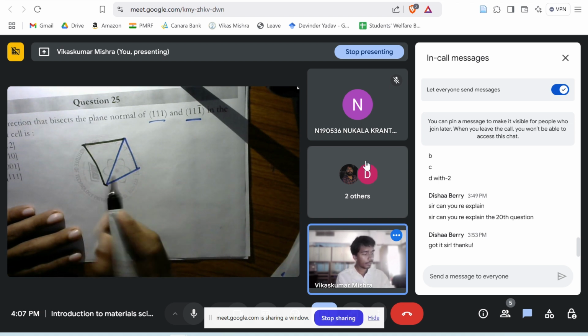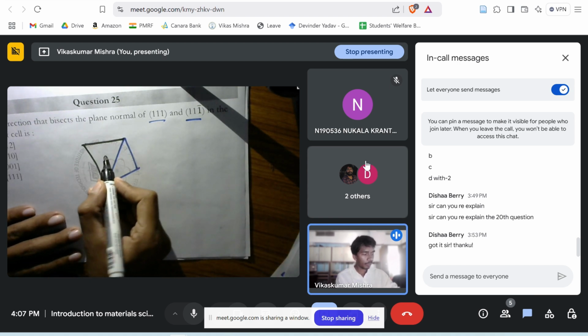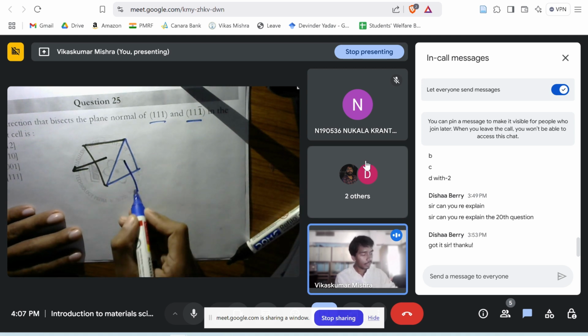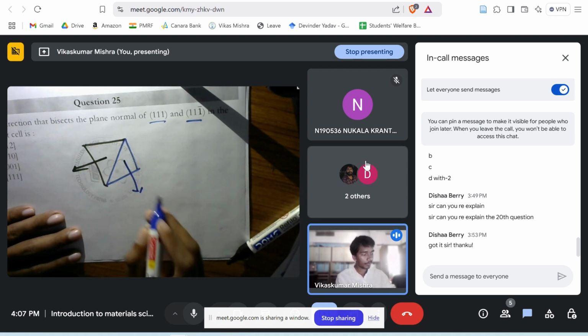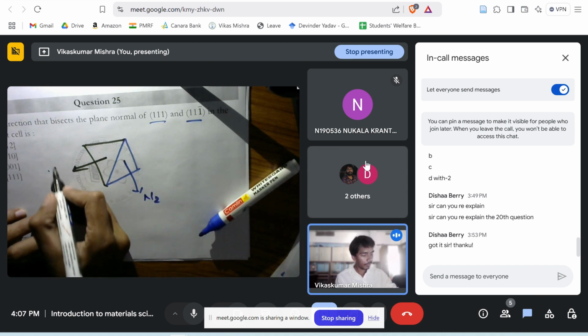These two planes, and the direction that bisects the plane normals. So there is a plane normal. Let's say this one is a plane normal to the black one. This is a plane normal to the blue one. Okay, so we'll write N2 and N1.